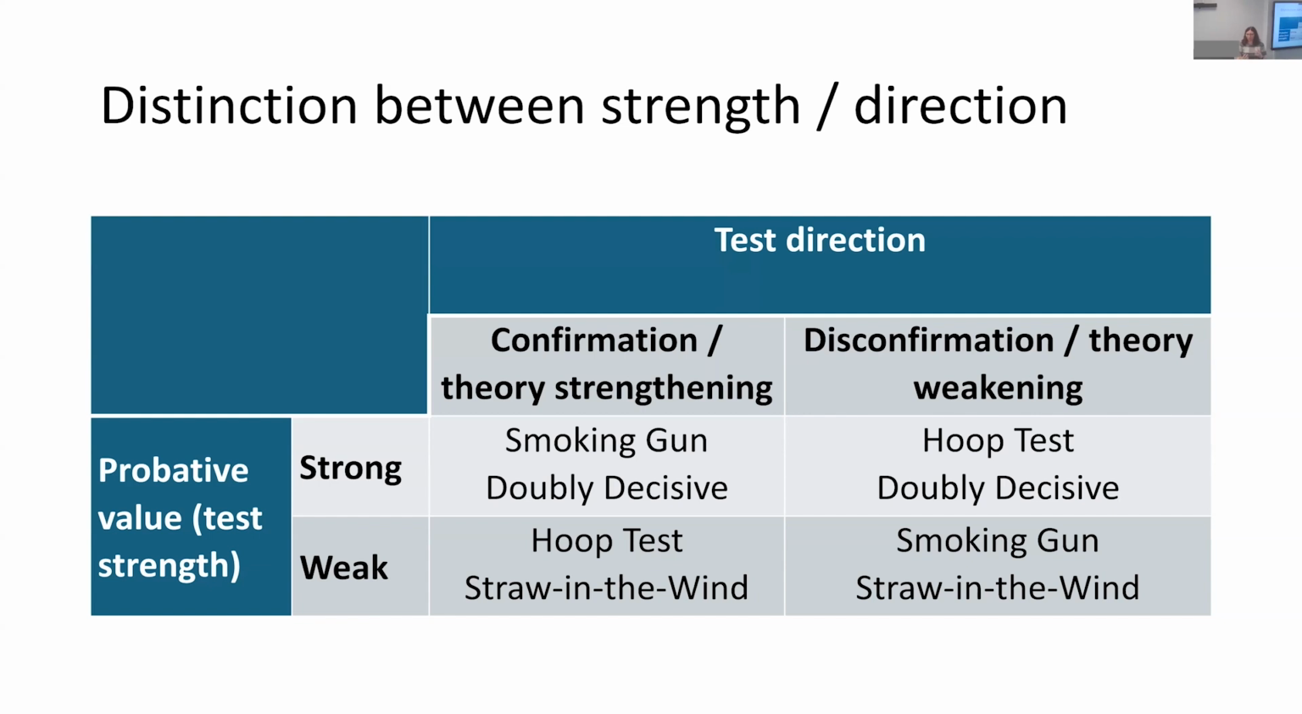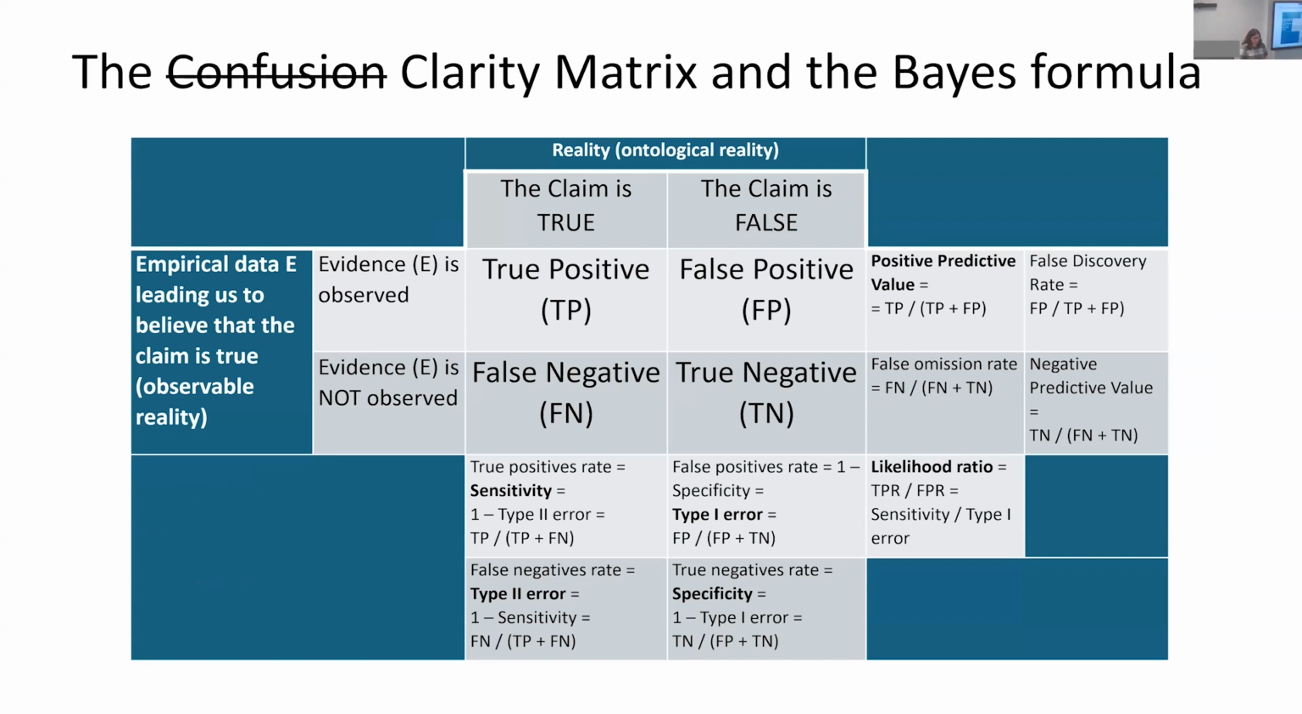Some tests can be both confirmatory or disconfirmatory, depending on whether the evidence is observed or not. So they're always useful, whether you observe the evidence or not. Others are not. Some are only useful if the evidence is observed or if the evidence is not observed. Others are never really useful. They're relatively weak, just straws in the wind. So I'm just going through this quickly, but this is something that we can pick up in the Q&A.